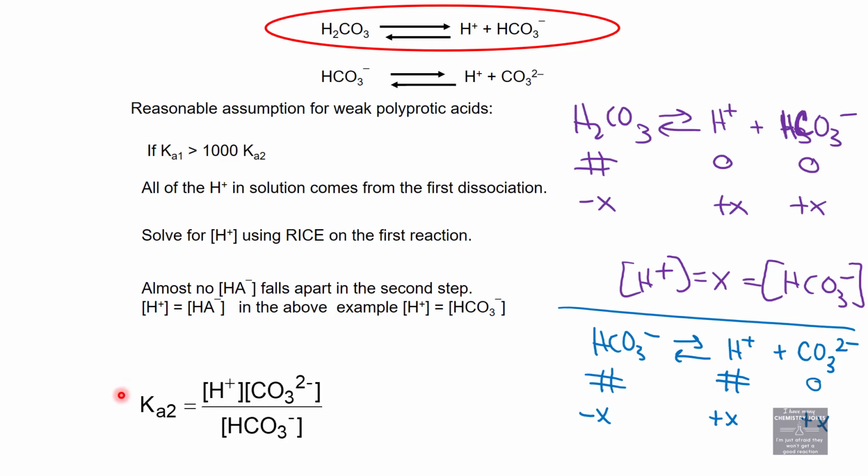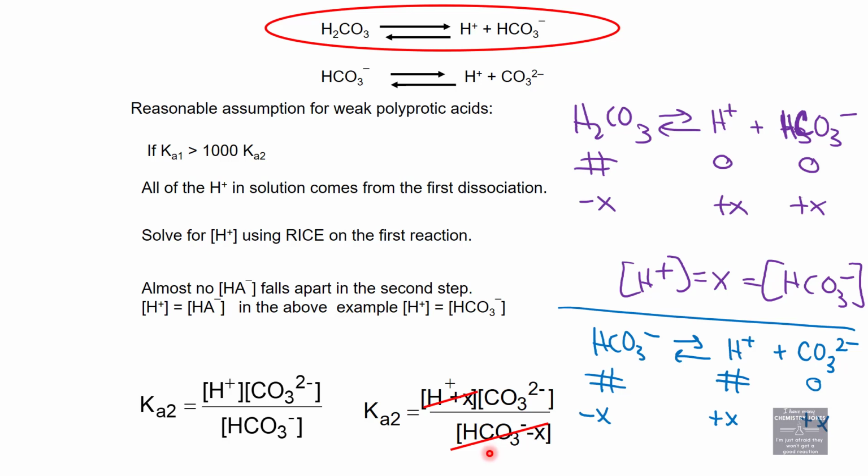Let me show you that in a typed up version. There's my Ka2 expression. And if I plug in the values from my RICE table, H plus plus X times carbonate, over bicarbonate minus X, well, we said these are the same from the first RICE table. And after you subtract and add a tiny, tiny X value, it's still practically the same. So forget that. We actually get to cancel out both of those things. Again, because they are the same number from above, it's some number over the same number. We get to cancel it out completely.